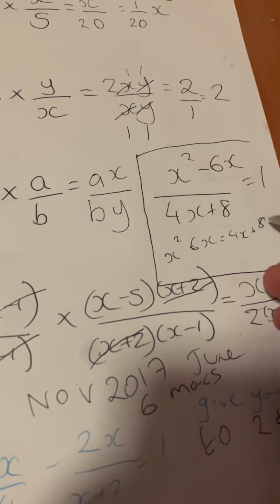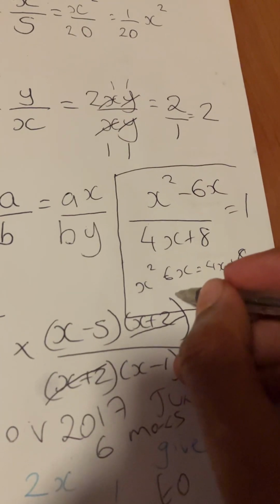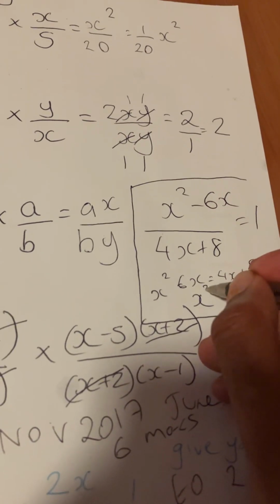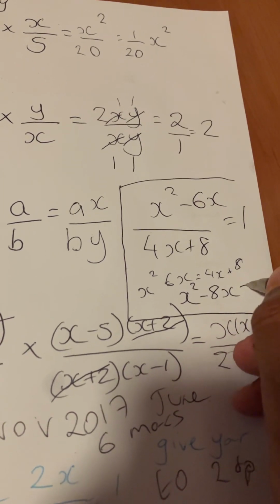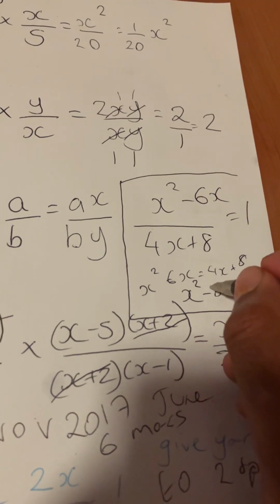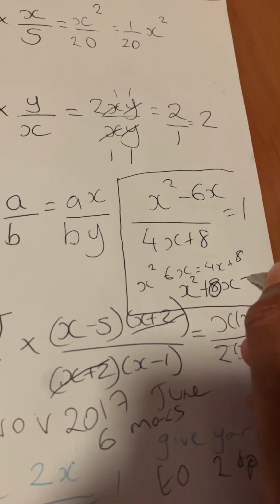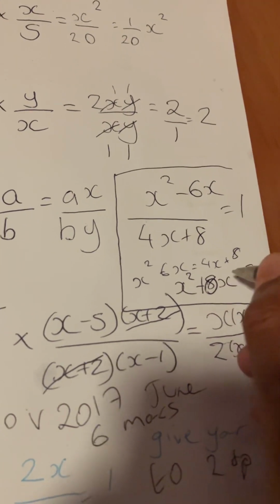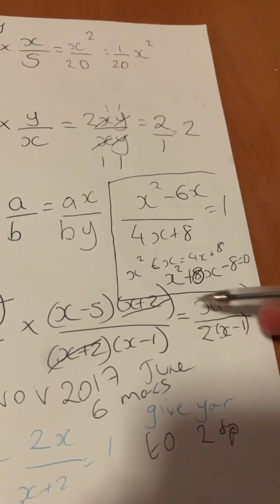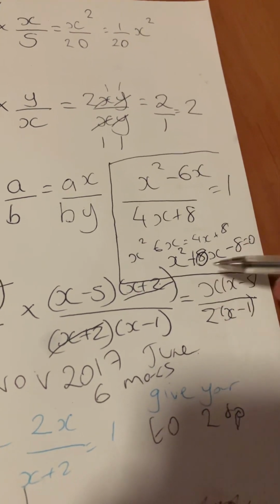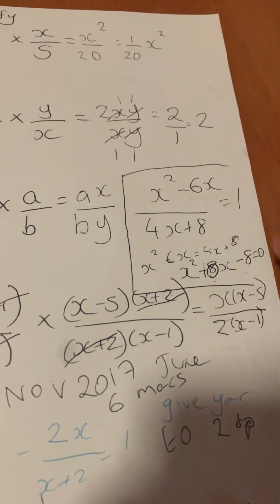Subtract 4x, subtract the 8. So I've got a quadratic here in the form ax squared plus bx plus c is equal to 0. So it's minus 10x, I apologize, minus 8 is equal to 0. Okay, and then I'd solve it by putting it into your quadratic formula. So a is equal to 1, b equals 10, and c is minus 8.